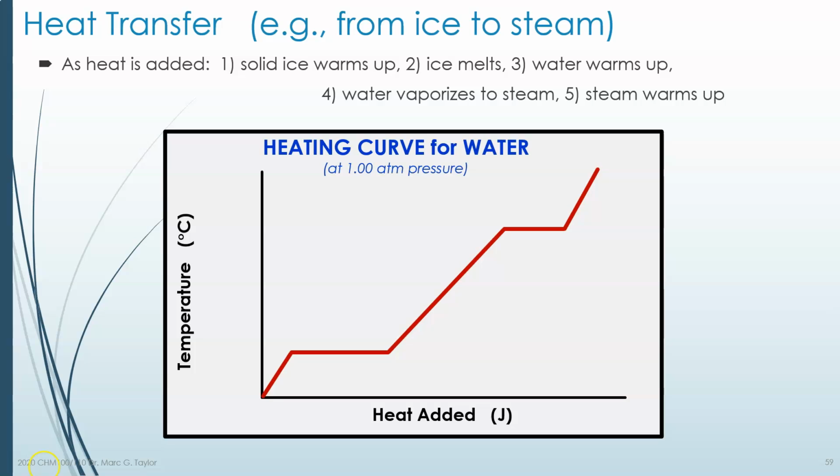Now I want you to look at this curve and you'll notice something right off. It's bent into pieces. And if you count the pieces, you see there are exactly 5 pieces. Well, these 5 pieces match exactly the events that are written at the top here. Step 1 is the ice warming up, so the temperature is increasing. Step 2, the ice is melting.